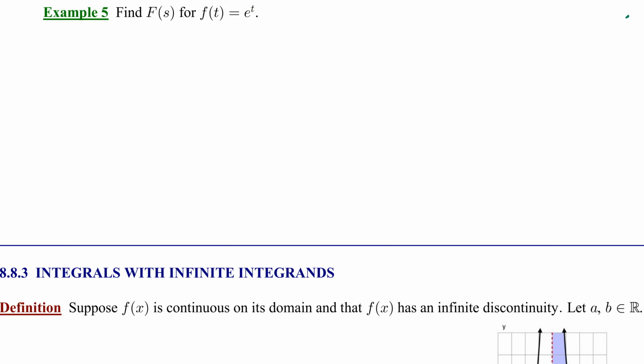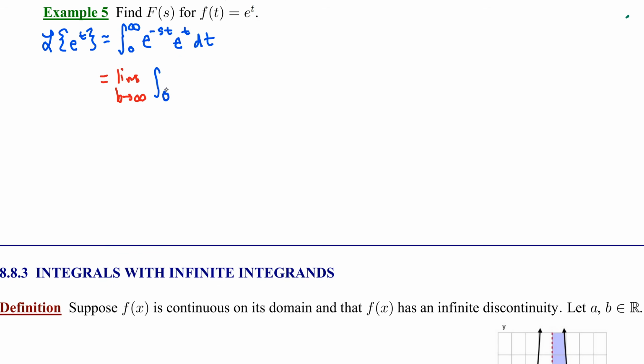Let's attempt another Laplace transform. This time we're going to transform the function e to the t. Recall that the definition of the Laplace transform is the integral from 0 to infinity of e to the negative st times the function of t dt. Let's go ahead and rewrite our improper integral in a proper way using our limit operator.